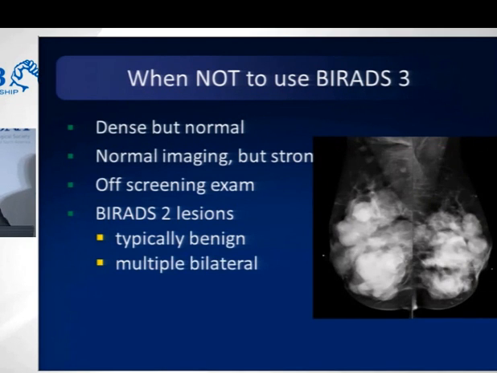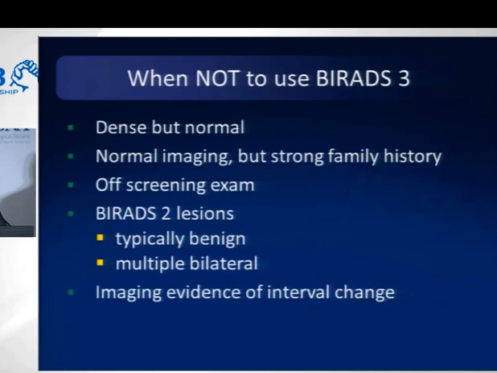Similarly, multiple bilateral masses, multiple bilateral calcifications were initially included in the probably benign category in the study from 1991, but subsequent studies have shown that these patients are not at increased risk of cancer, that we are not missing more cancers in these patients, and so we can legitimately call these patients BI-RADS 2 benign.